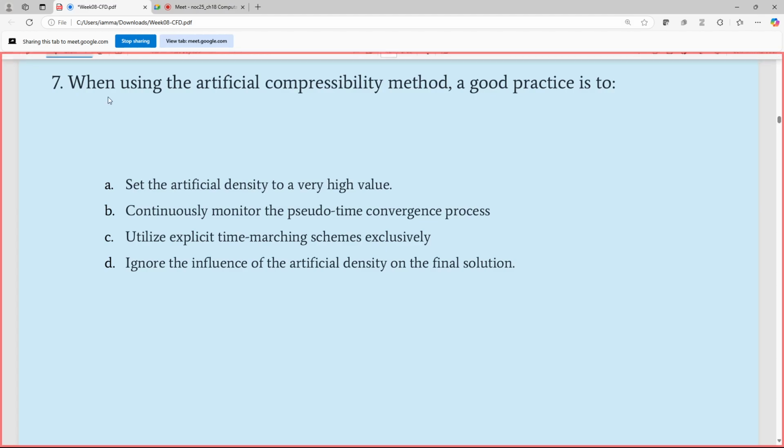Moving on to next question. When using artificial compressibility method, a good practice is to: option A, set the artificial density to a very high value; option B, continuously monitoring the pseudo time convergence process; option C, utilize explicit time marching schemes exclusively; option D, ignore the influence of artificial density in the final solution. So the question is asking, when using artificial compressibility method, which among the following will be a good practice to follow?